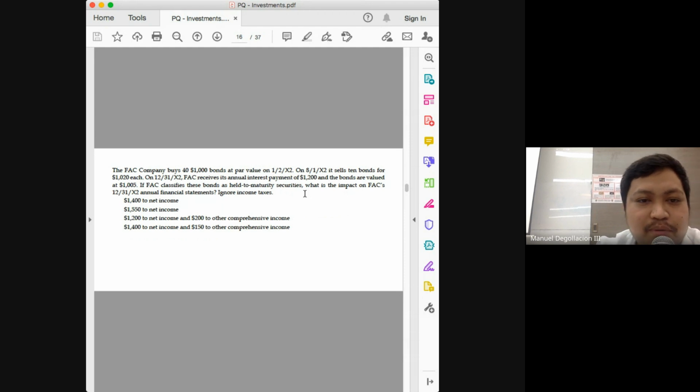Will this form part of our income already? Yes. Next, there is a change in fair value. Are we going to include the change in fair value? No, because the bonds are not trading securities. They are classified as held to maturity. So our answer here will be 1,400. Just the 200 and the 1,200.